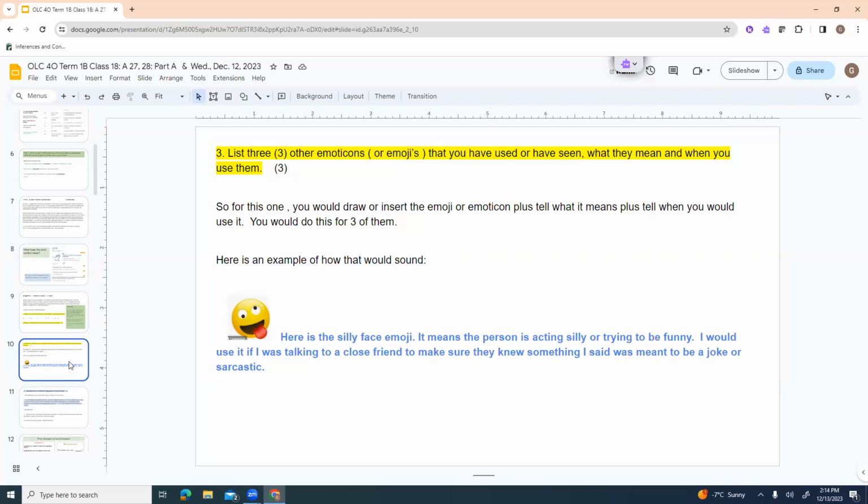I'm mentioning this because a lot of times people mention one part and they don't draw the emoji, or they don't tell me when they would use them. So they end up losing marks because they're only telling me part of the answer.